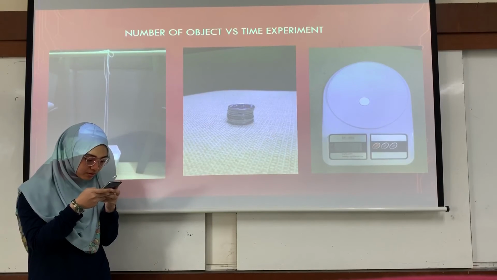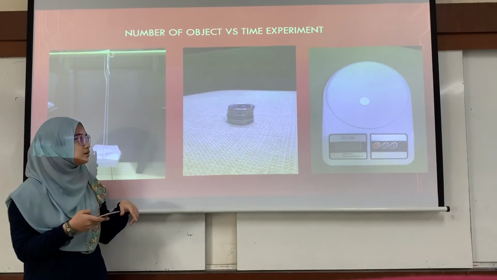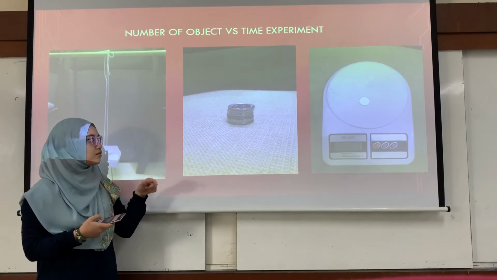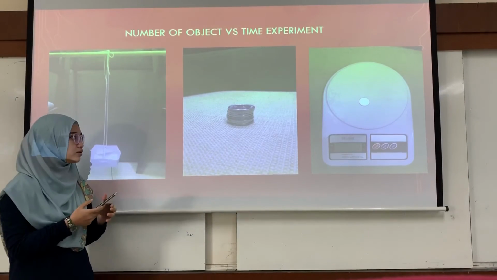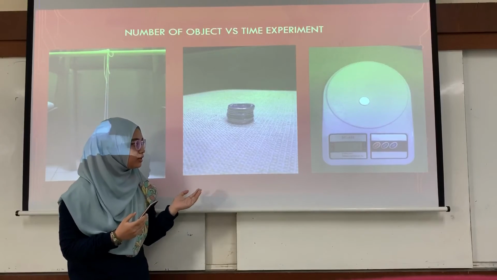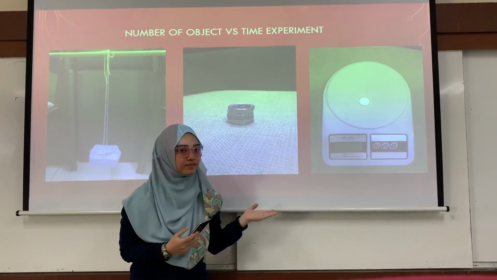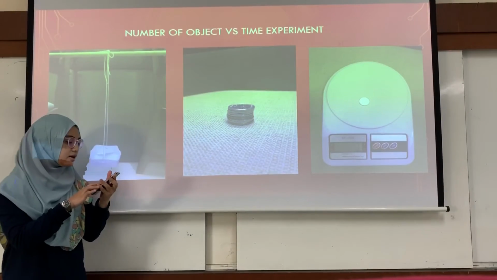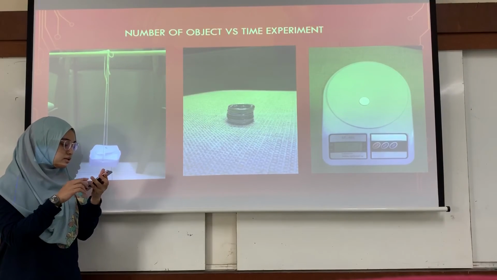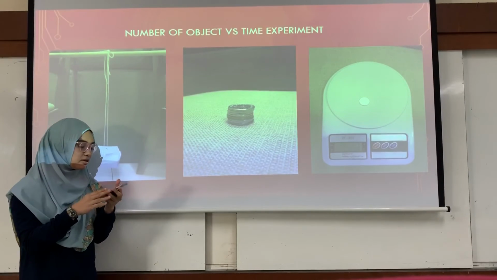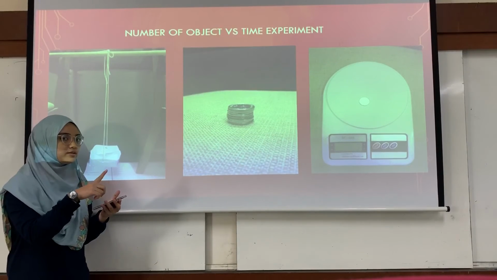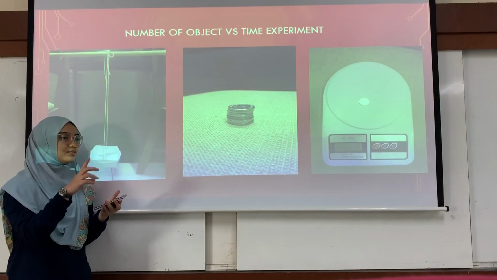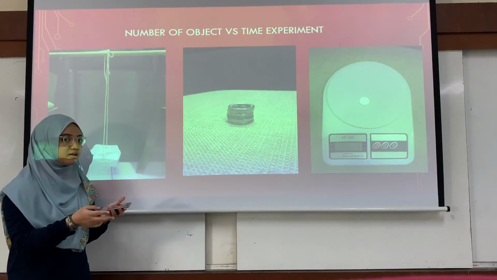For the first experiment we used 14 objects, which are 10-cent coins. Each 10-cent coin represents 3 grams. In each experiment, as stated previously, we add one object. So the first experiment is one object, the second is two objects.